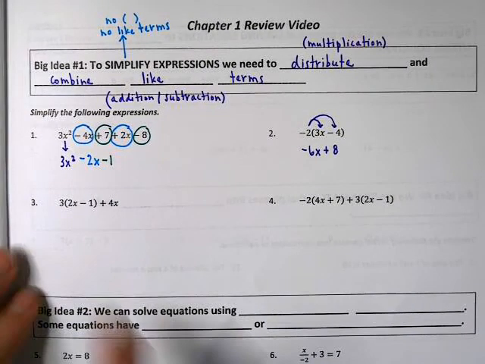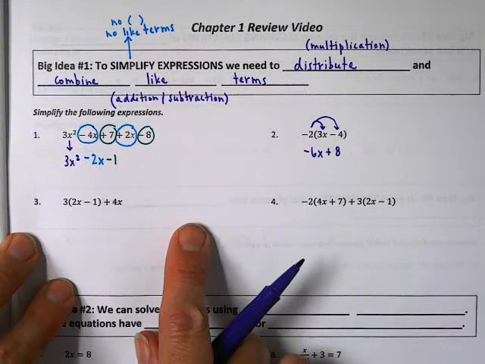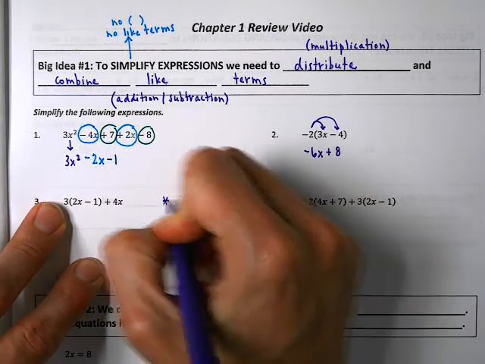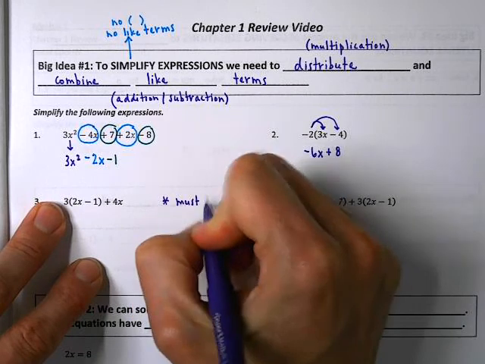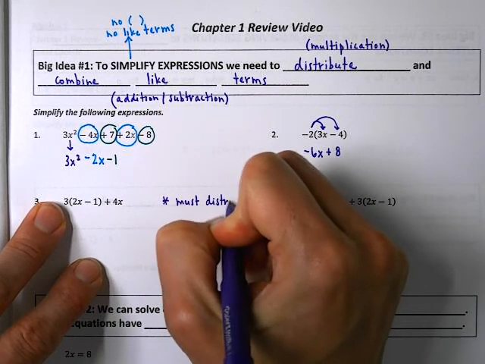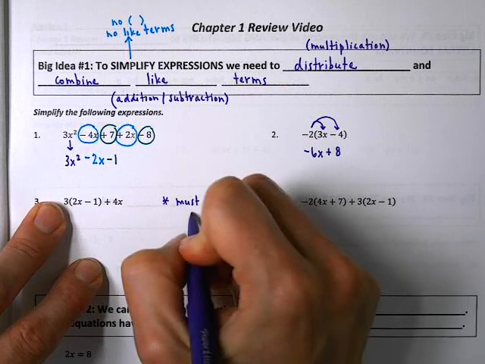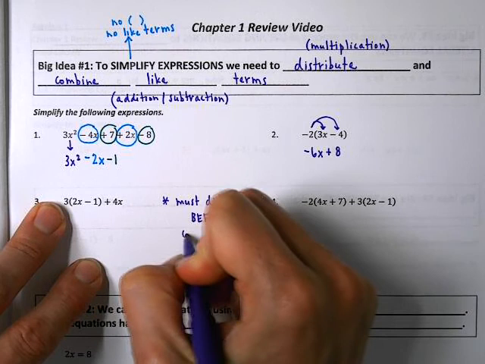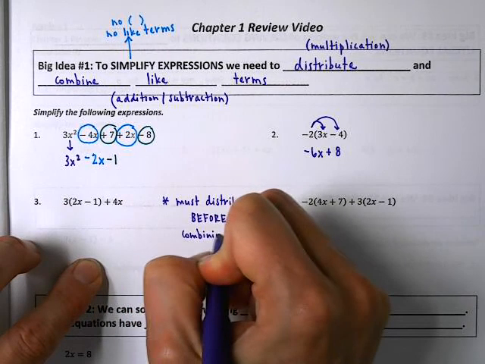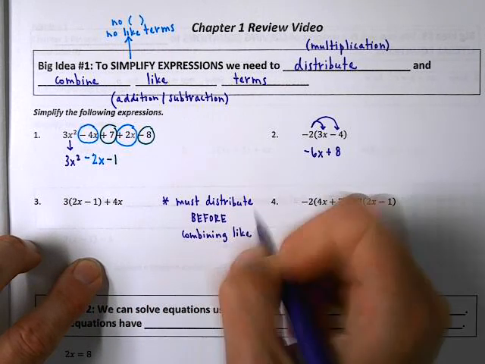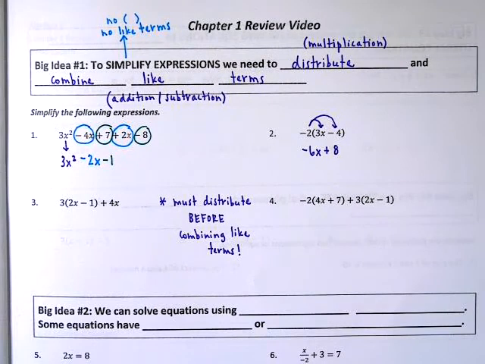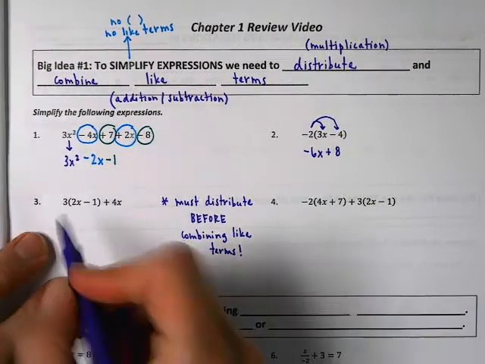Now, in 3 and 4, you'll notice I have parentheses in both of those. We're always going to distribute before we start combining any like terms. So I'm going to make a note that we must distribute before combining like terms. I can't start combining anything until all the parentheses are gone. So I'm going to go ahead and do that distributing.